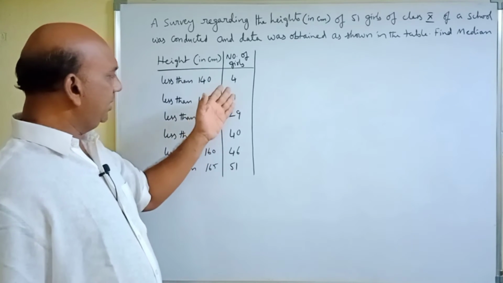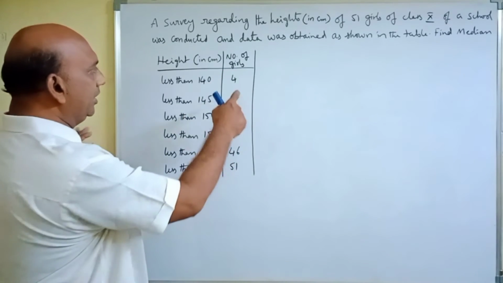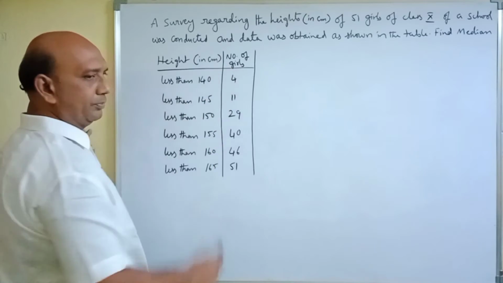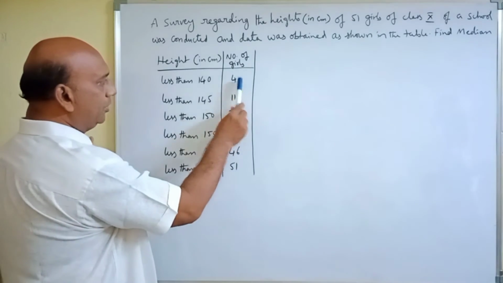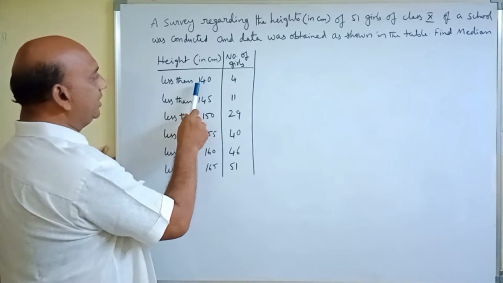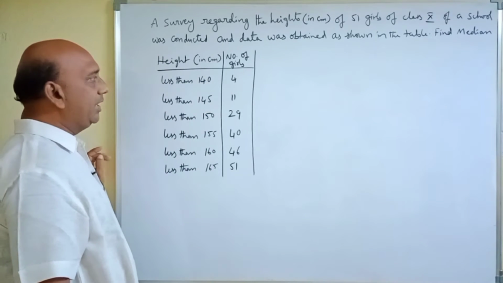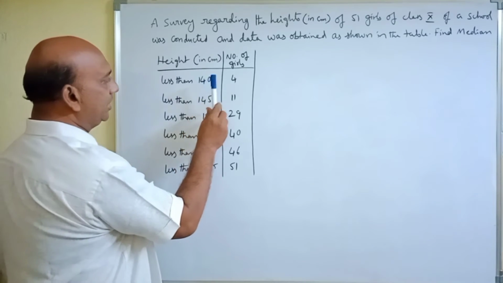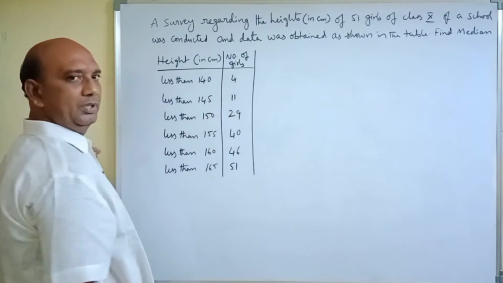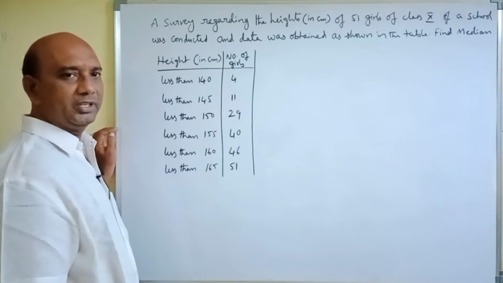So let us see carefully the given observations. Here the number of girls is 4. These 4 girls are the students whose height is less than 140 centimeters. So there are 4 students whose height is less than 140 centimeters.